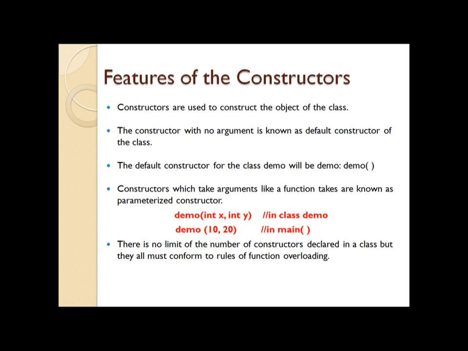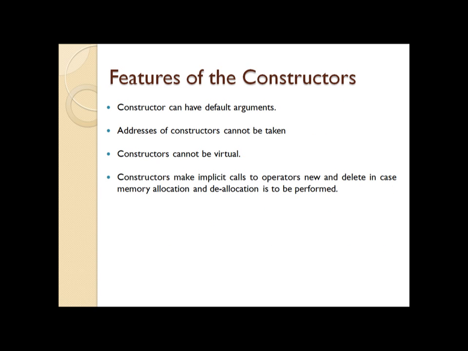There is no limit. Any number of constructors we can create for a class. There is no restriction as such. And some more features are listed here. Constructor can have default arguments. Address of constructor cannot be taken. Constructor cannot be virtual. We discuss virtual in case of multiple inheritance to avoid the ambiguity situation. And constructor makes implicit call. We will discuss implicit and explicit call in detail down the line of this session.